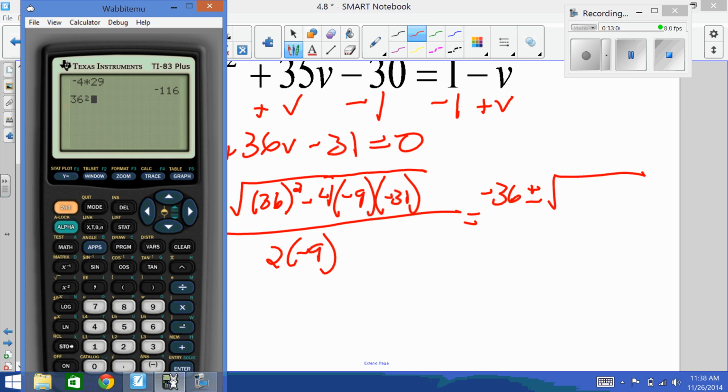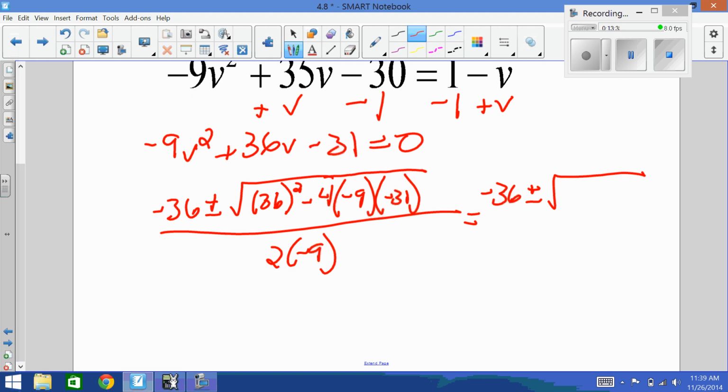All right, 36 squared minus 4 times negative 9 times negative 31. And we get 180. So 180 we get over negative 18.